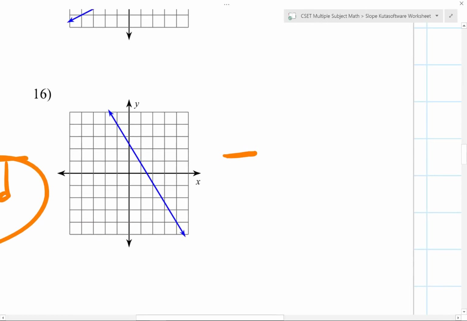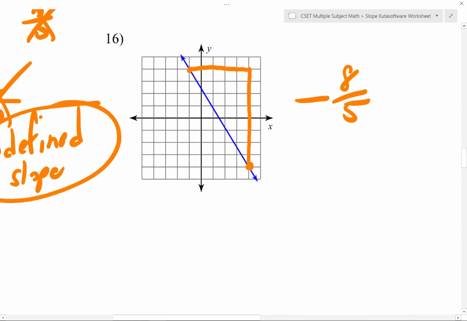One more, pick 2 points, this guy and maybe that guy. And so we're going to rise up 1, 2, 3, 4, 5, 6, 7, 8, run over 1, 2, 3, 4, 5. So 8 over 5, overall negative because it's going down. And yeah, that was fun.